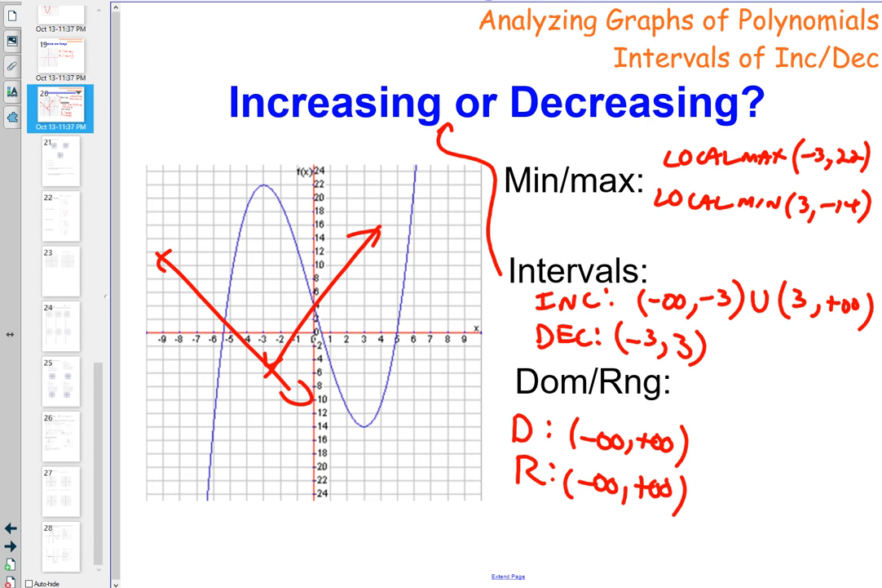The same thing applies to end behavior. What are the arrows doing? Odd degree functions will do the same thing. You have one arrow up, one arrow down.